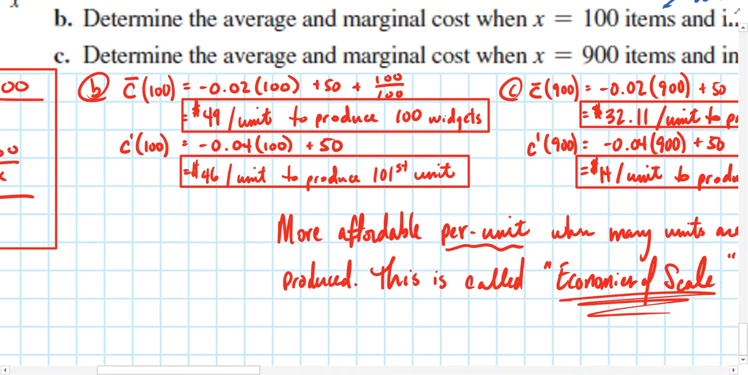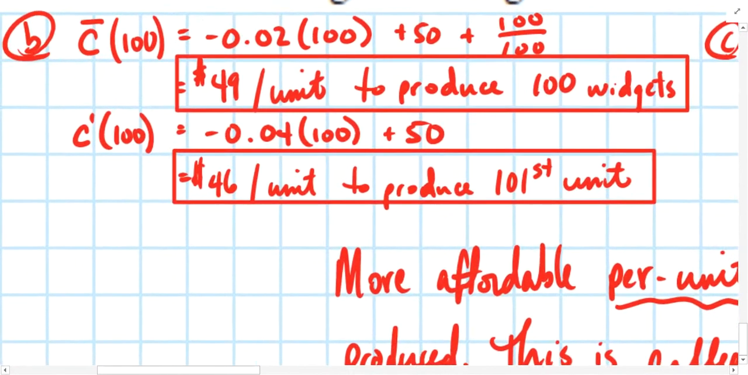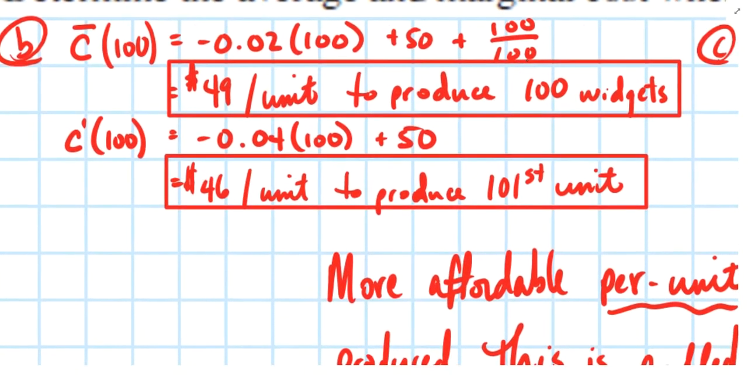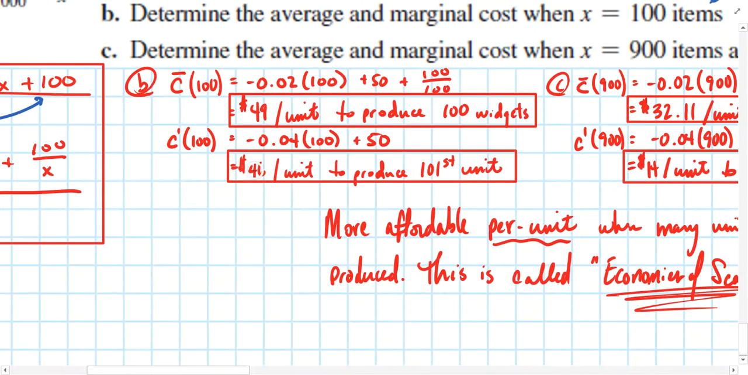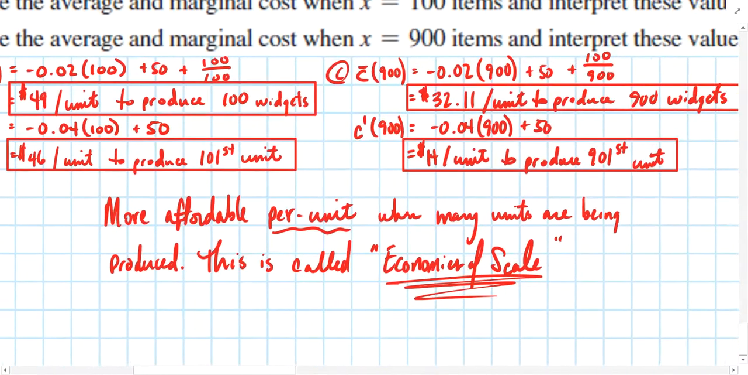Now, what's interesting is if I find the derivative of the cost function at 100, well, then I see that it only costs $46 to produce that next item. And if the average cost is $49 per unit, and to make one more, it's only going to cost $46, well, you can see the intrigue here. You can see the motivation for the person running the business. Well, go ahead and produce one more because it costs less to produce that next one than it has cost on average so far.